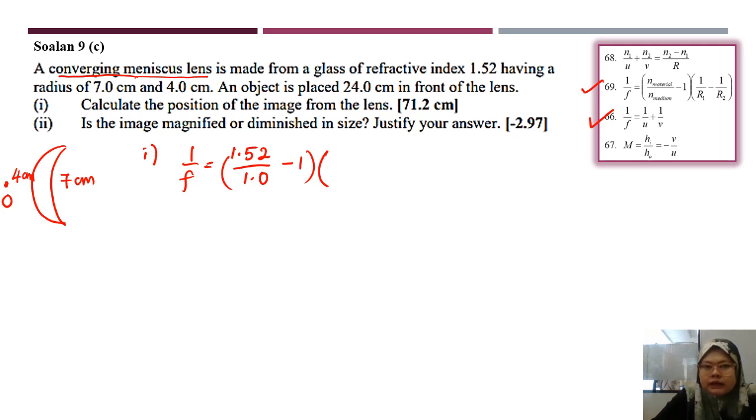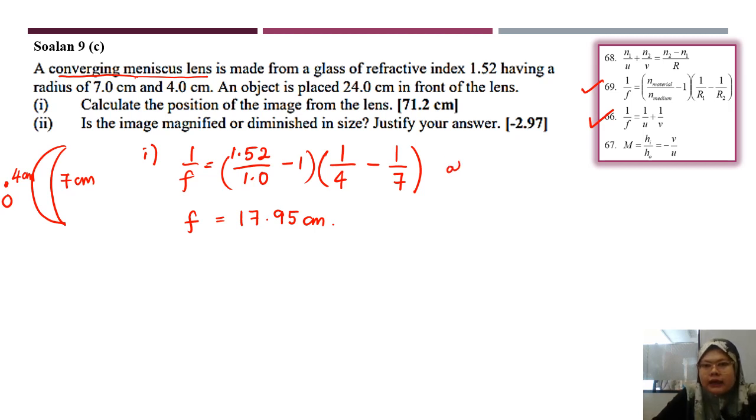Tapi objek ni dia facing surface convex, so jadi convex dia punya radius adalah positif. So 1 over 4 minus dengan 1 over 7, yang ini pun surface convex, positif. Alright, so from that you can get the focal length sama dengan 17.95 cm. Okay, 17.95 cm itu adalah focal length of the lens.